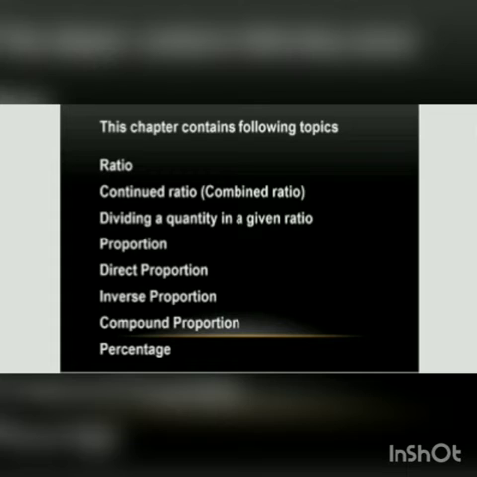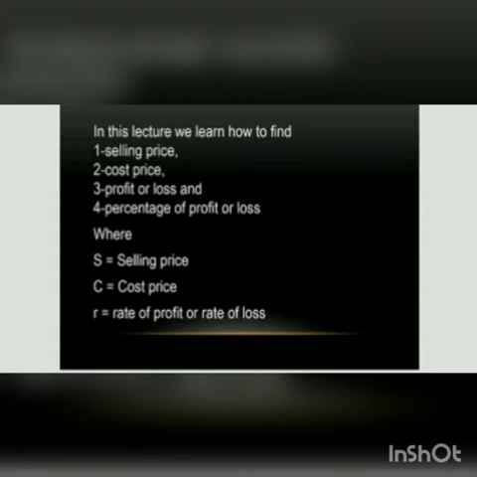And in this lecture we will learn how to find out selling price, cost price, profit or loss, and percentage of profit or loss, where S will indicate the selling price, C will show the cost price, and small r will indicate the rate of profit or rate of loss.